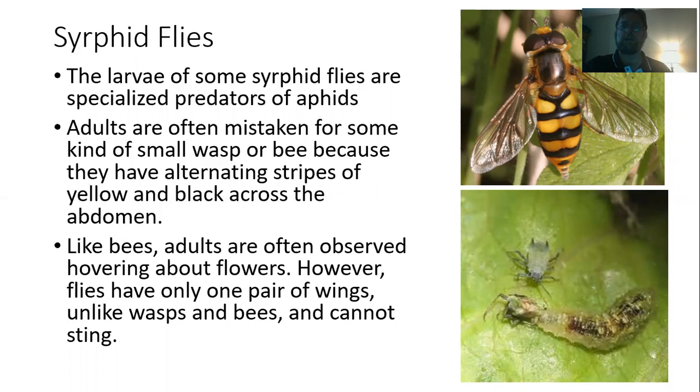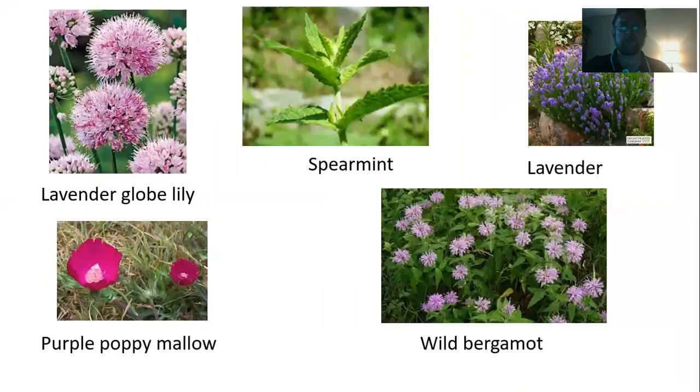Like bees, oftentimes we're going to see these insects hovering around flowers. The way you can really tell them from bees is that they only have one pair of wings. But generally speaking, we don't want to mess with either our hover flies or with our bees that might be moving around our flowers. Some plants that work really well to attract syrphid flies are lavender, globe lily, and purple poppy mallow. Lavender, again, is a wonderful plant to have in the landscape, both for its attractiveness and because it is a good plant to have around for beneficial insects. And getting back to that herb garden I was talking about, spearmint is a wonderful attractant to these insects as well.